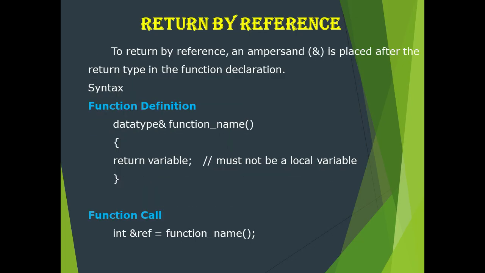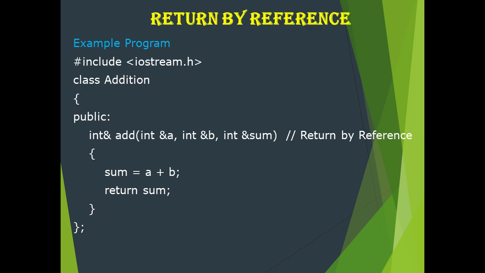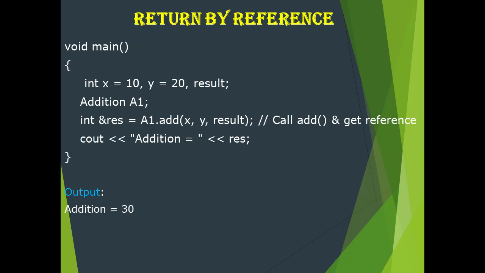For return by reference, here also we use the ampersand symbol, but in front of the function name. Consider the same addition program, but here the only thing is we have to use the ampersand symbol in the return type. In the case of calling the function, you can directly call the function.